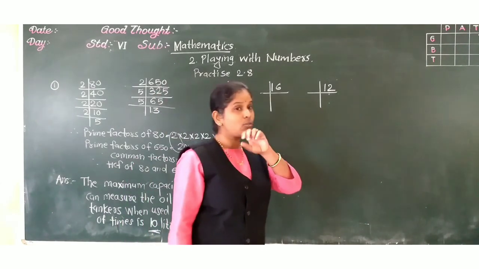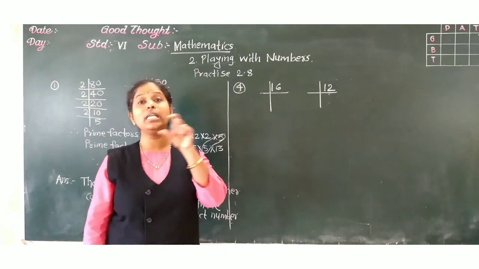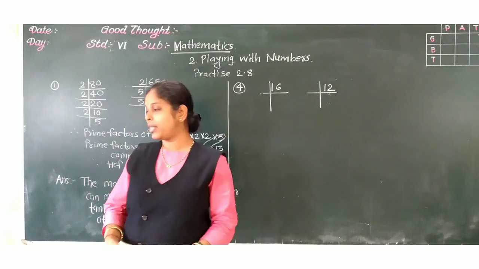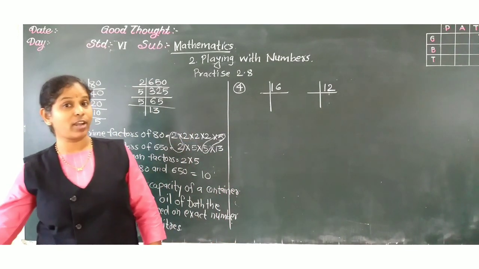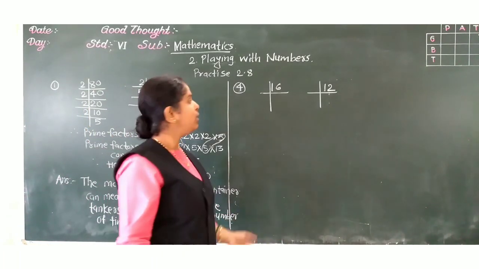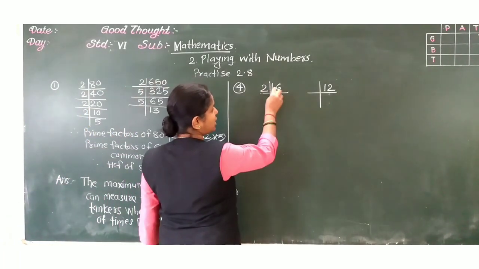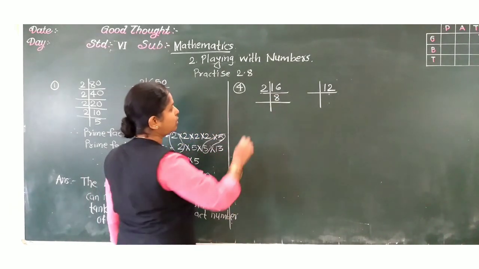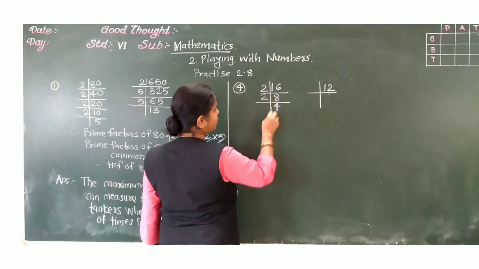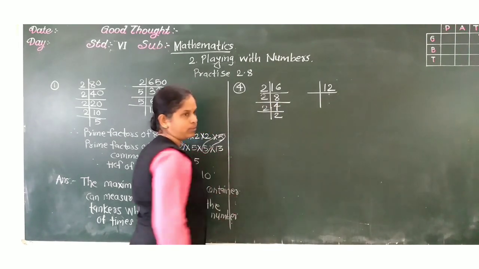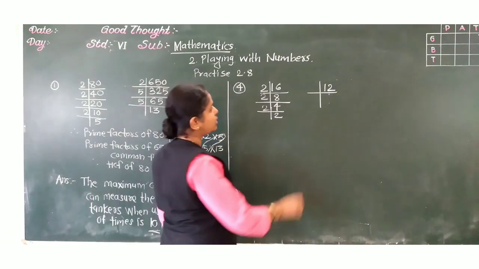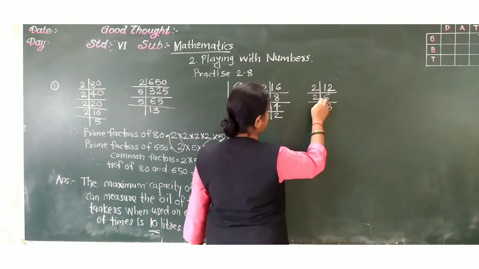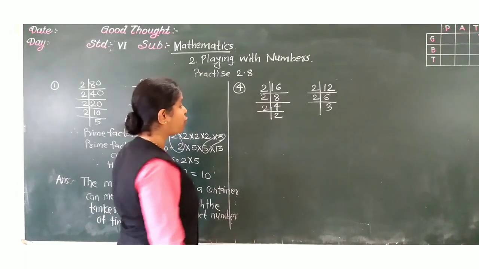Now see, in the question they have used the words least number of pieces. That means from that we come to know we have to find out LCM. I said to you. So now see, 16 is divisible by 2. 2 eights are 16, then 2 fours are 8, 2 twos are 4. Next here, 2 sixes are 12, 2 threes are 6.